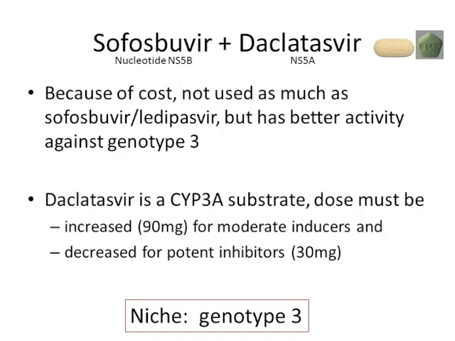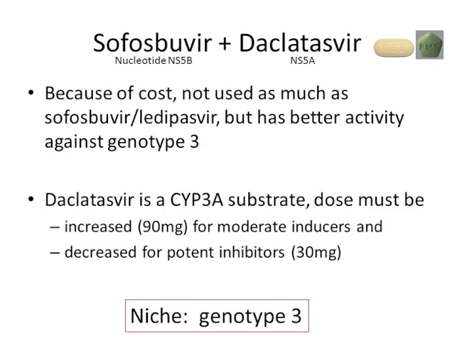Okay, another option that is an NS5B polymerase inhibitor and an NS5A inhibitor is sofosbuvir and daclatasvir. Because it comes from two different drug companies, you've got two different pills. You also have a higher cost than the therapy that I just discussed because it's two different companies. So this is seldom used compared to sofosbuvir and ledipasvir, but its one niche may be genotype 3. Individuals with genotype 3 don't respond as well to sofosbuvir ledipasvir as they do to sofosbuvir daclatasvir. Daclatasvir has better activity against genotype 3. So that's the niche here for this treatment.